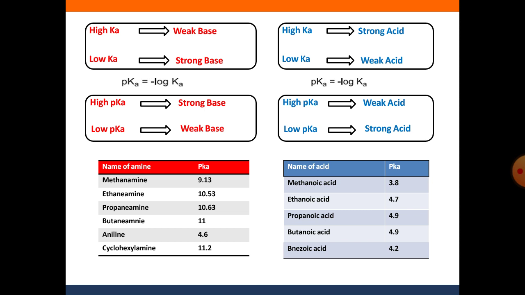After that, a high Ka indicates a weak base and a low Ka indicates a strong base. pKa is equal to the negative log of Ka. So a high pKa means a strong base. So methanamine, ethanamine, propanamine, butanamine we have written, and pKa is increasing with electron donating groups. We'll see that in the next slide.